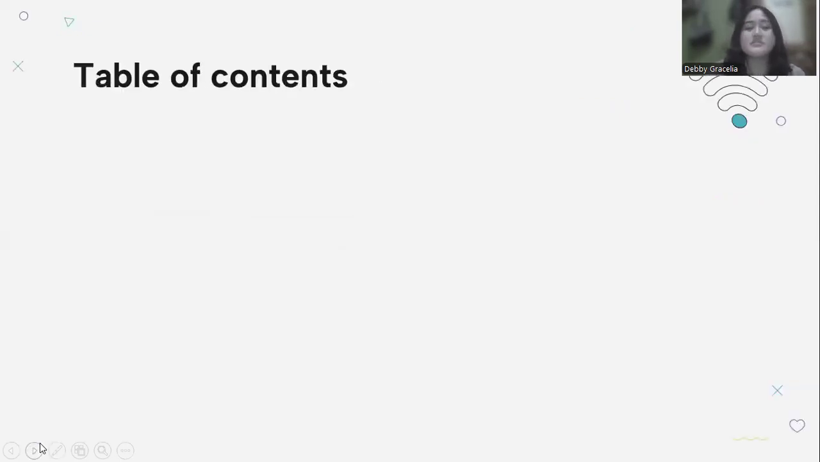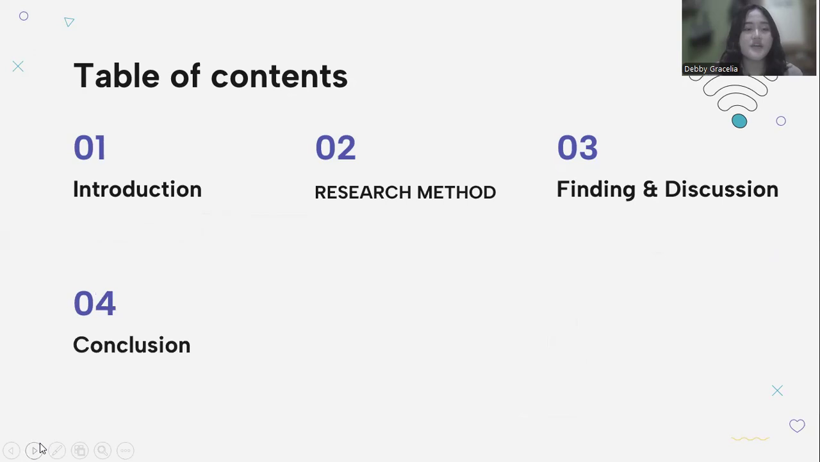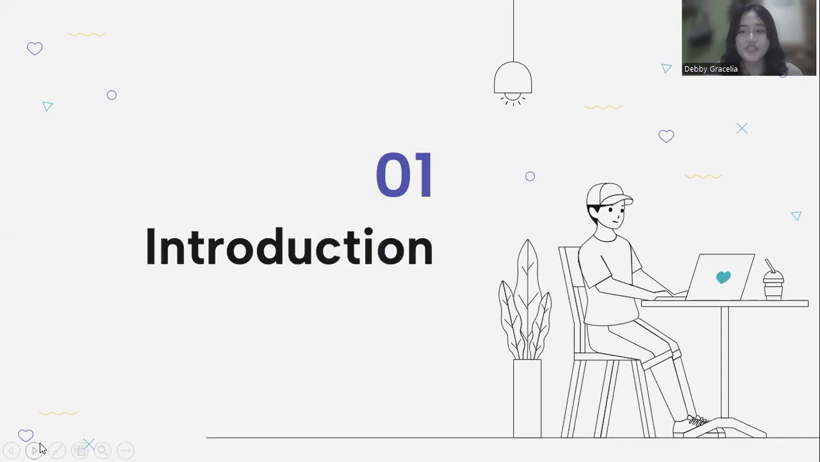These are the table of contents of this presentation. First, introduction. Second, research method. Third, finding and discussion. Fourth, conclusion. And fifth, suggestion. Let's move to the first presentation. It's about introduction.